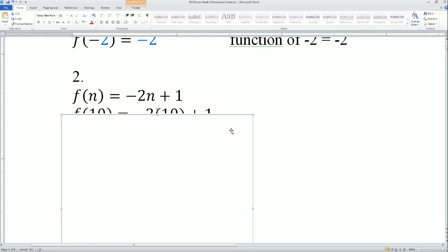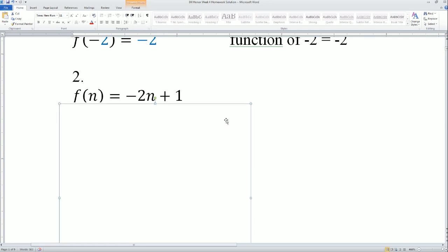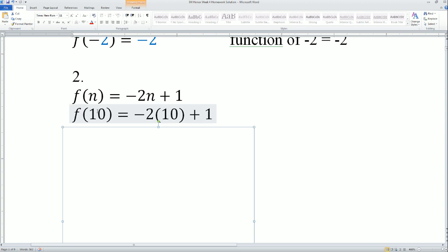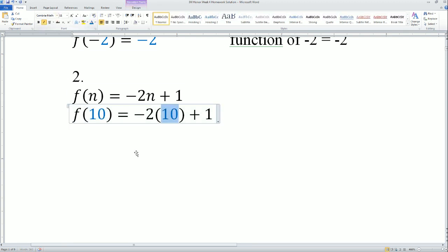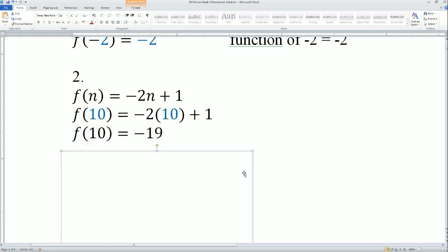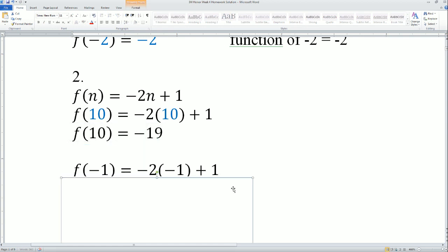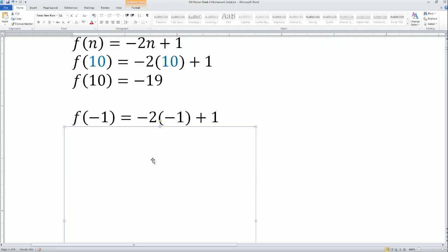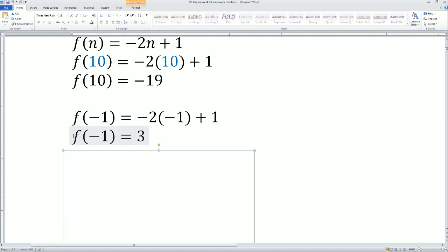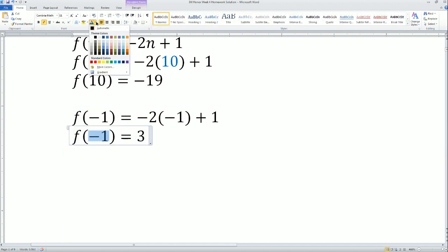You are given this function f of n is equal to -2n plus 1. You're going to plug in the value of 10. So here you read this: function of 10 is equal to. Once you plug in the 10 for the n, you're going to simplify that. f of 10 is equal to -19. Then you're going to plug in -1 here into the function for n. There you go. Reduce that. Function of -1 is going to be equal to 3.